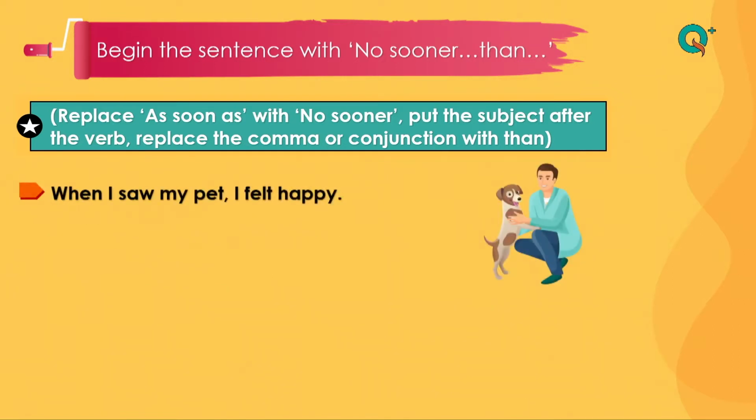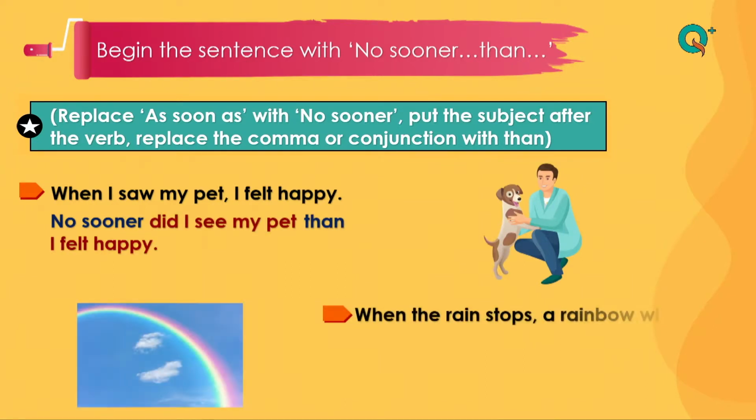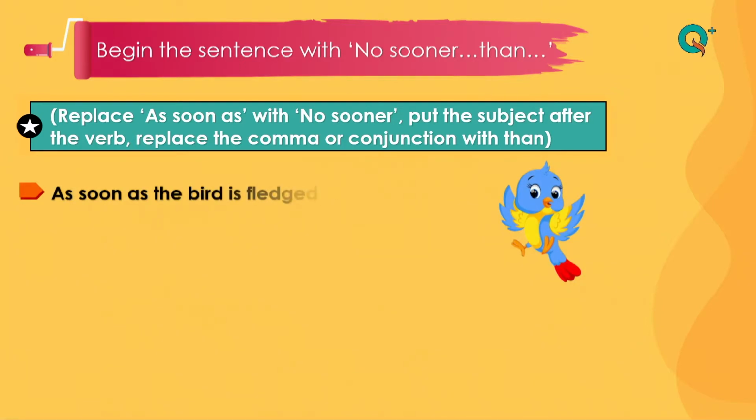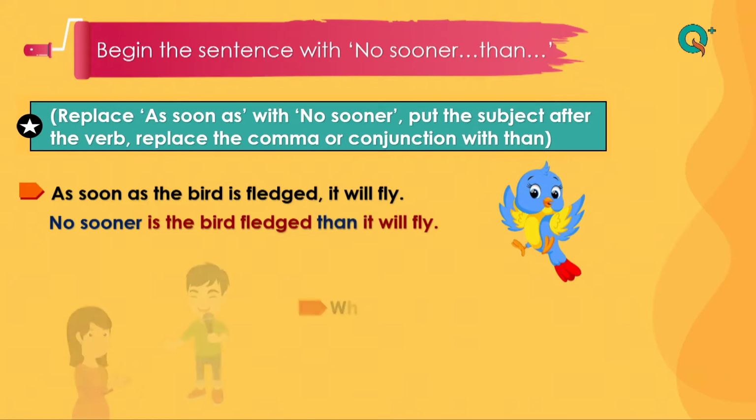When I saw my pet, I felt happy. No sooner did I see my pet than I felt happy. Now students, in this we added did again because saw is in the past tense. When the rain stops, a rainbow will be seen. No sooner does the rain stop than a rainbow will be seen. As soon as the bird is fledged, it will fly. No sooner is the bird fledged than it will fly.